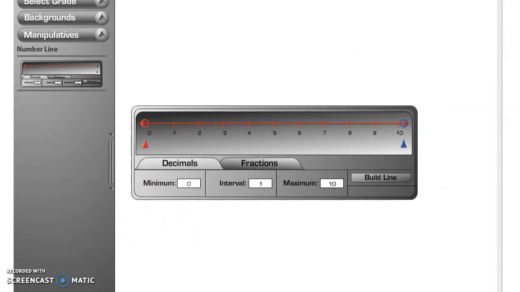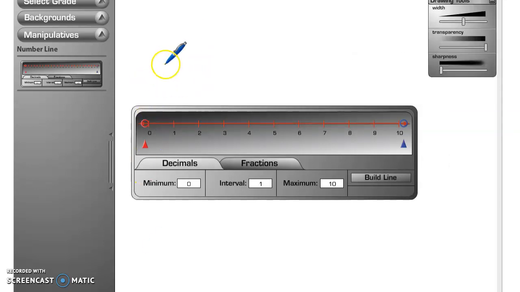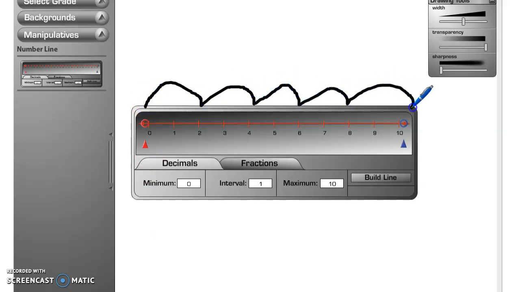Next, we're going to look at this one. We're going to find 5 groups of 2. So we're going to do 2, 4, 6, 8, 10. I now have 1, 2, 3, 4, and 5. So I have 5 groups of 2. So I could either do the repeated addition, where it'd be 2 plus 2 plus 2 plus 2 plus 2 to equal 10, or 2 times 5 equals 10.